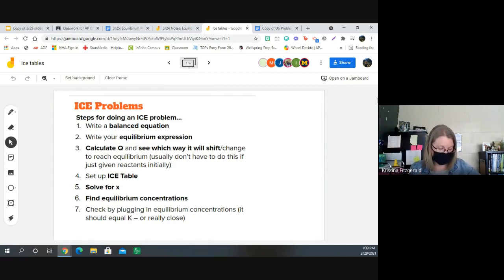So we're going to kind of string all the parts together. Always make sure your equation is balanced. If it's not, you're going to have the wrong equilibrium expression. You're going to have a bad time. So you're going to make sure it's balanced.